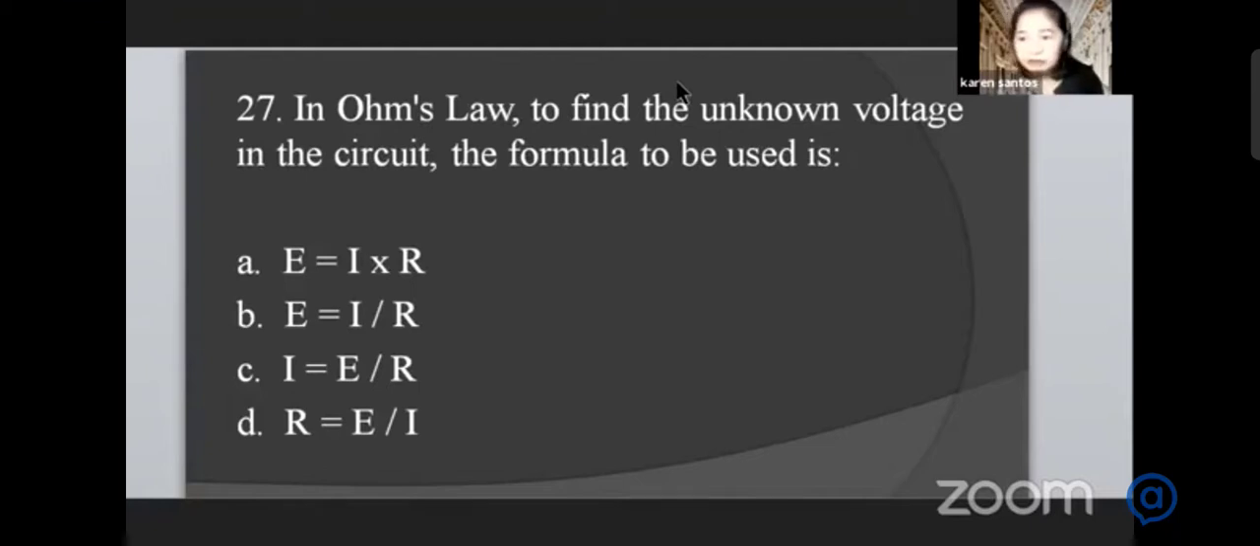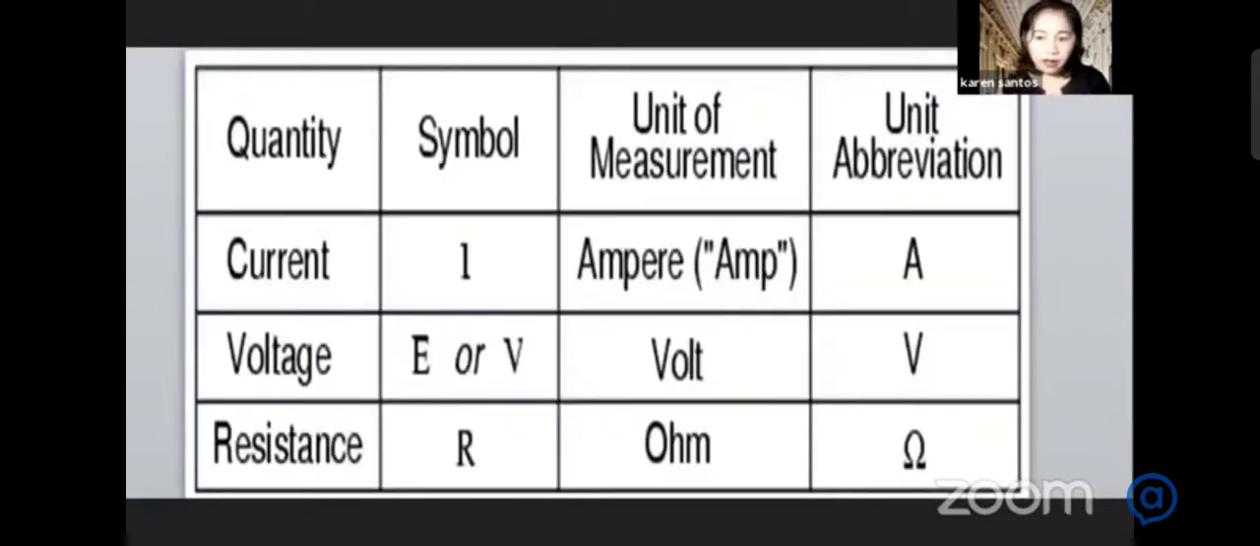What is the answer? Okay, so from our FB Live, Rowena de Guzman says it's letter A. The correct answer for number 27 is letter A. It is E equals I times R.